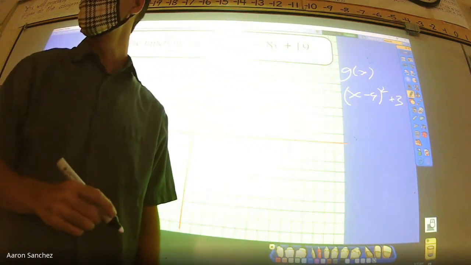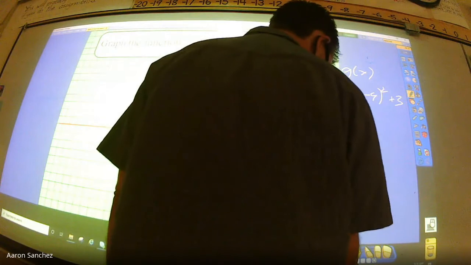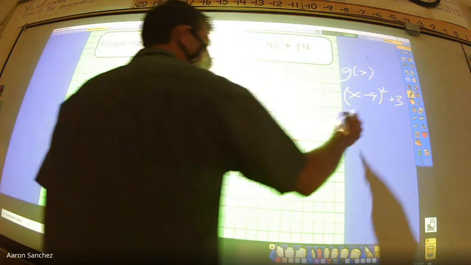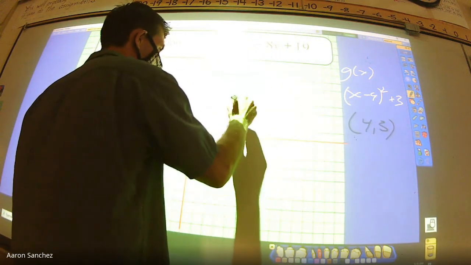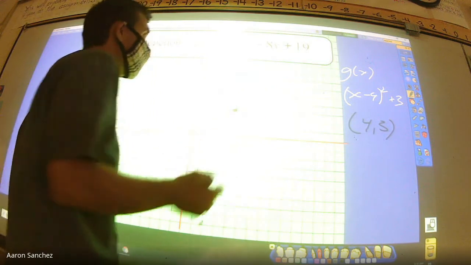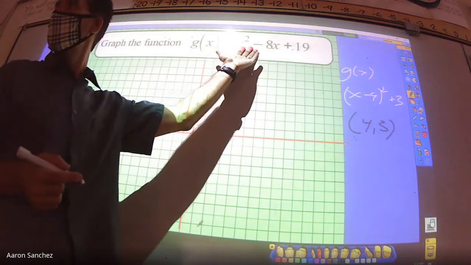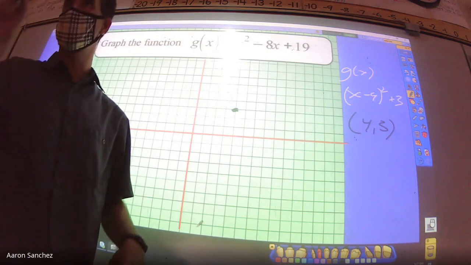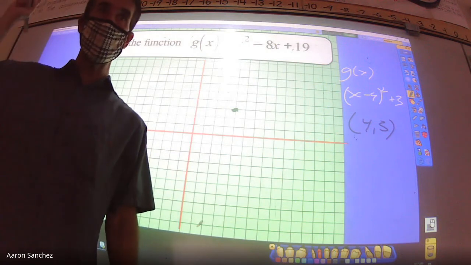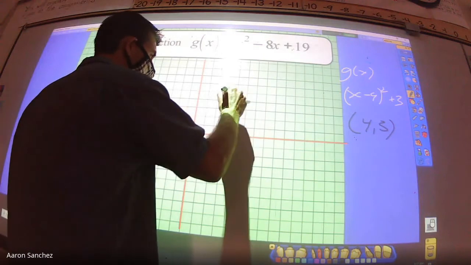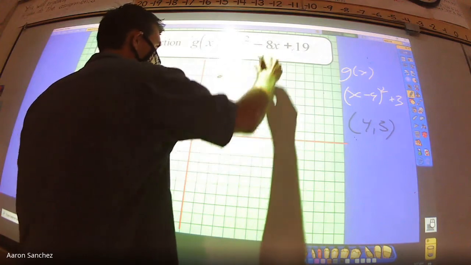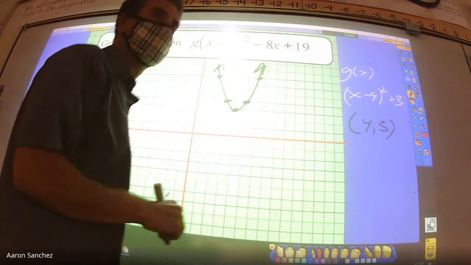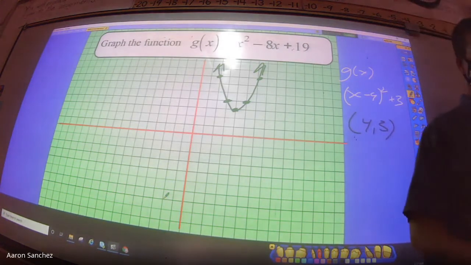Can you guys graph that? I'm going to graph this in 30 seconds. I know you guys need more time, but you can do it. What's my vertex? 4, 3. 1, 2, 3, 4. 1, 2, 3. And what do I go? The a is equal to 1. So just go over 1, up 1, over 2, up 4, over 3, up 9, over 4, up 16. That's all I can fit. And that's all you've got to do. You guys know how to graph that. I don't want to spend too much time on it. I want to move on to the next one.